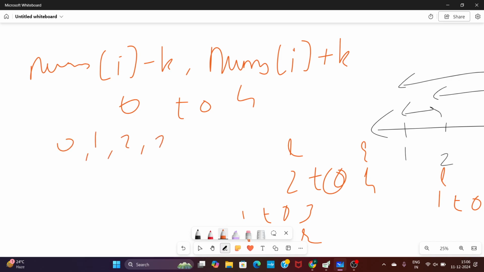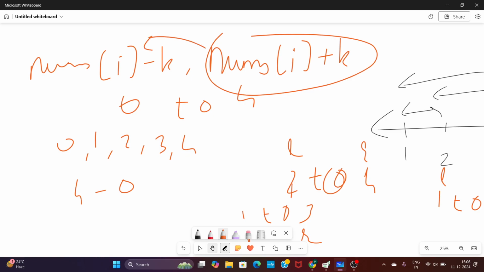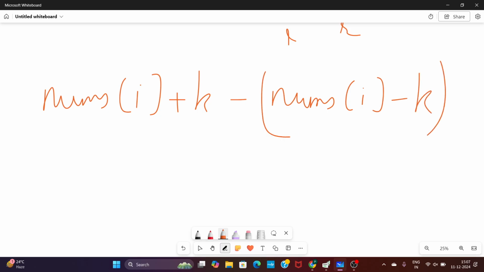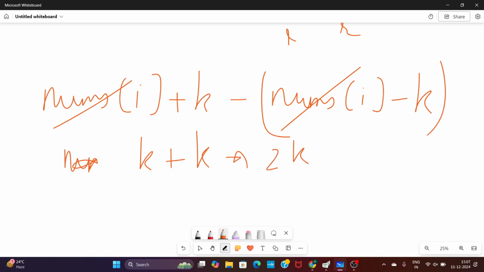How to find the number of elements between 0 to 4? We know that 0, 1, 2, 3, and 4 are the elements. So basically we will just simply subtract it: 4 minus 0, meaning nums of I plus k minus nums of I minus k. Let's subtract it. Nums of I cancels with nums of I, and it will be just k plus k, which is 2k.